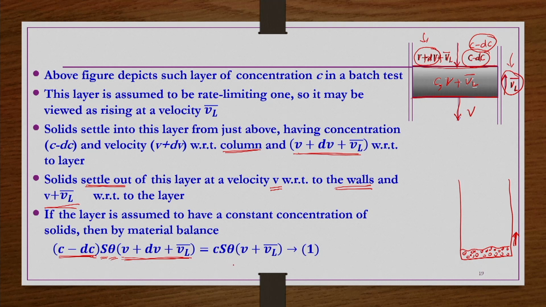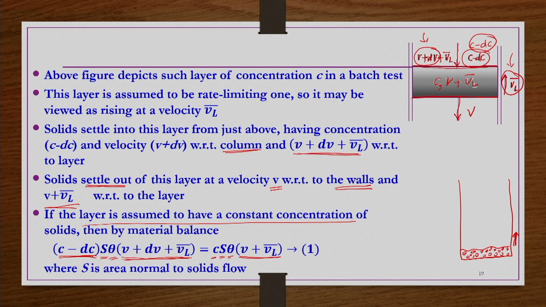Similarly, whatever solids are entering, the entire solids has to go out, because we are assuming the layer to have a constant concentration of solids. If you want a constant concentration of solids, whatever solids are entering, the same amount of solids should also leave. So, leaving, V plus VL bar is the leaving velocity, multiplied by time, multiplied by the area normal to the flux, multiplied by the concentration that is leaving. So, we have the mass of solids leaving this layer as C S theta multiplied by V plus VL bar. S is the area normal to the solids flow.